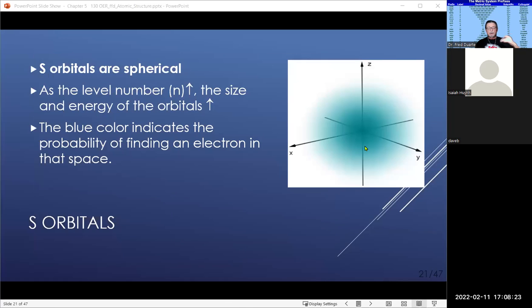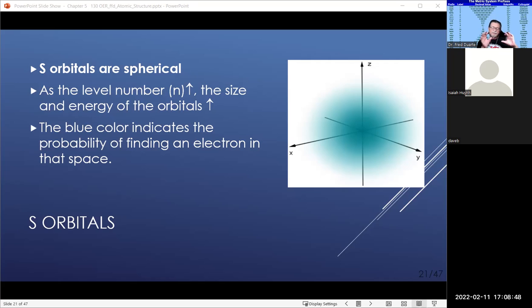Anyway, these are the mathematical equations that, when you plot them, you get this three-dimensional area that shows the probability of an electron being in that given area. Obviously, the lighter areas have a low probability, the darker areas have a greater probability.